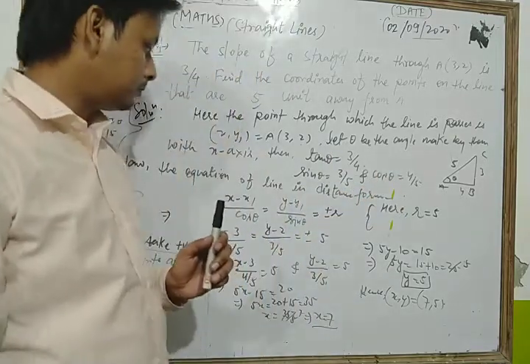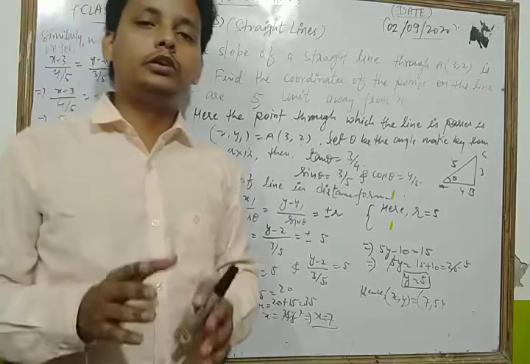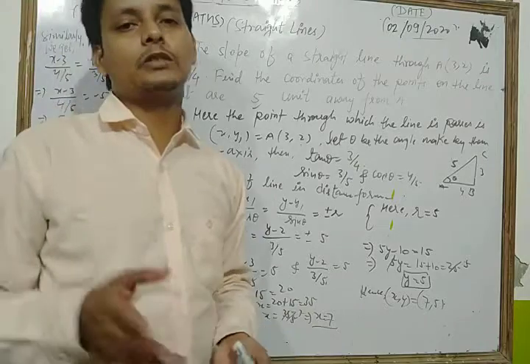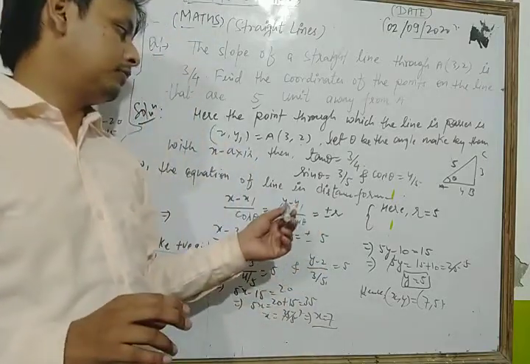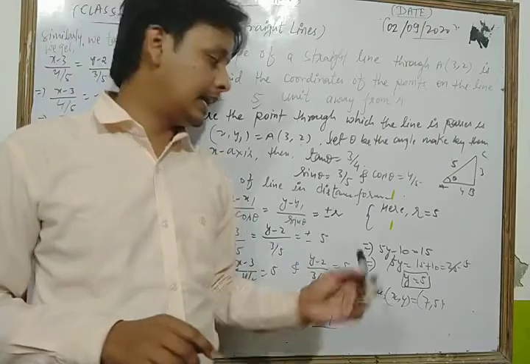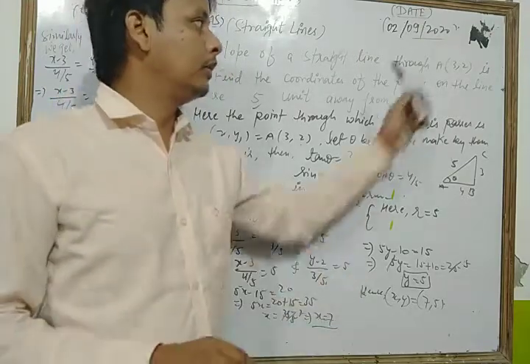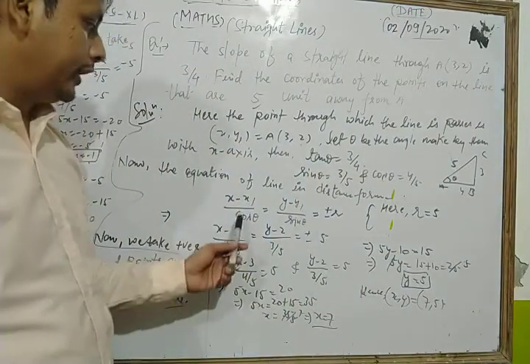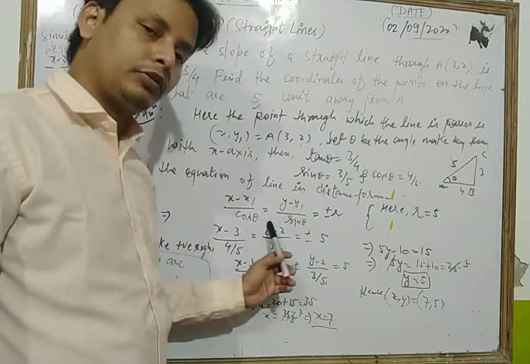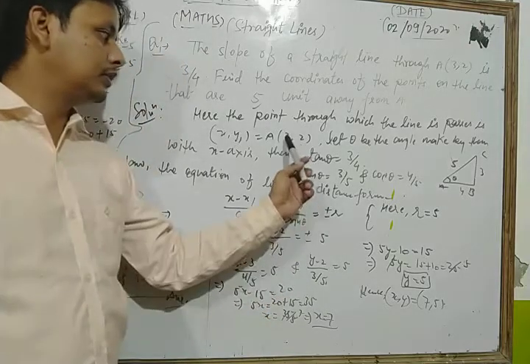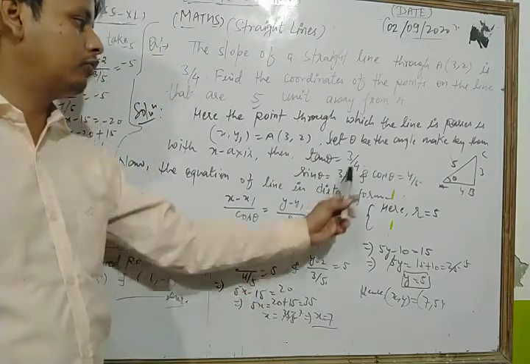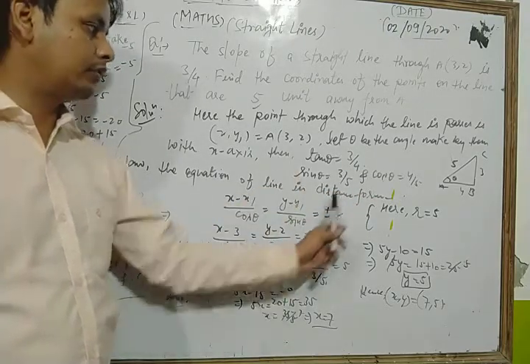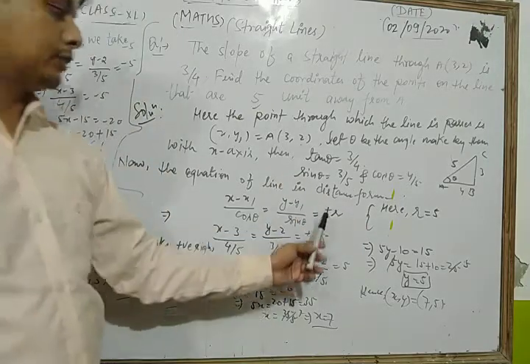Now dear student, you know that the equation of line in distance form is (x minus x1) upon cos theta equals (y minus y1) upon sin theta is equal to plus minus r. Here r is the distance of the required point from that point through which the line passes. Now here we put all the values in this equation. Let's see, x minus x1 is x minus 3 upon 4 by 5, this is the value of cos theta. Similarly, y minus y1 is y minus 2 upon sin theta, and the value of sin theta is 3 by 5, is equal to plus minus 5.